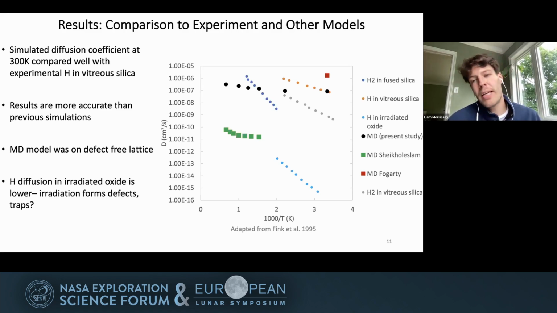But one thing that we did find interesting is that if you look at the bottom of this plot in the light green, you can see that H in irradiated oxide had a far, far lower diffusion rate. And it's important to note that our MD model was actually done on a defect-free lattice. So this flagged to us that we wanted to know what's actually going on here, because we know that H diffusion in irradiated oxide is lower, and we know that irradiation forms defects, so we wanted to see whether this was traps.